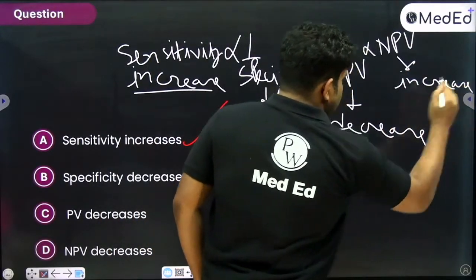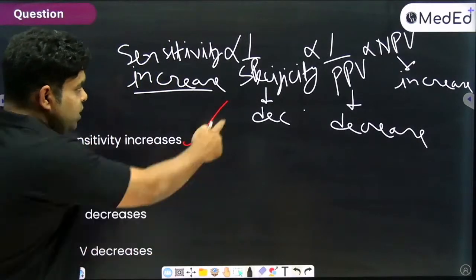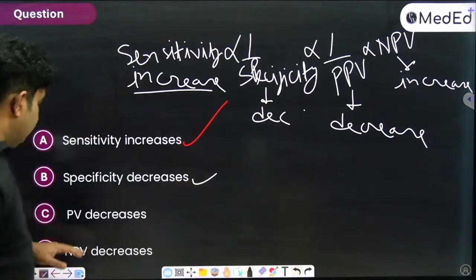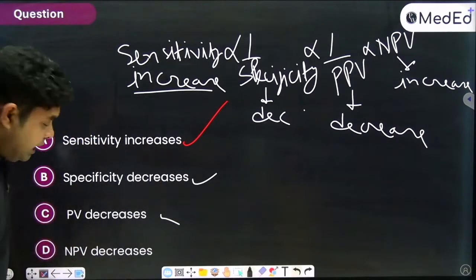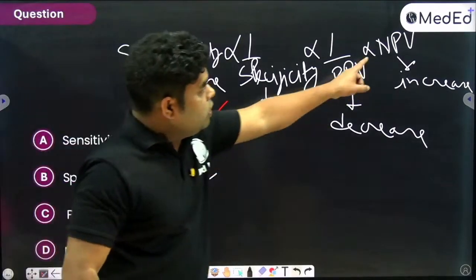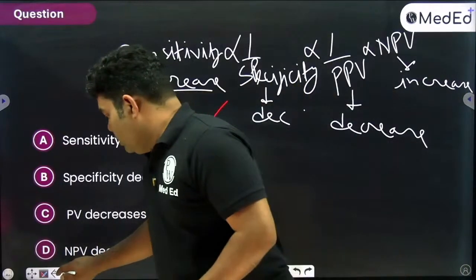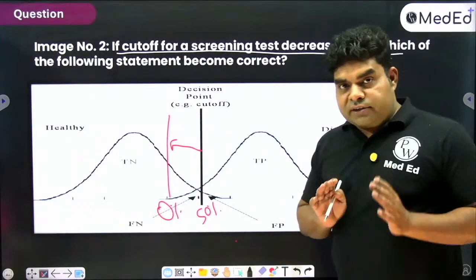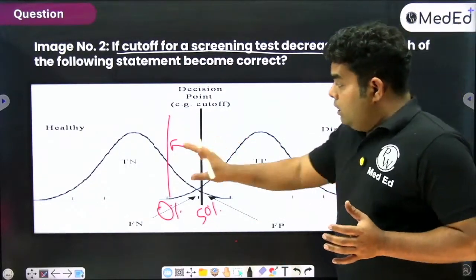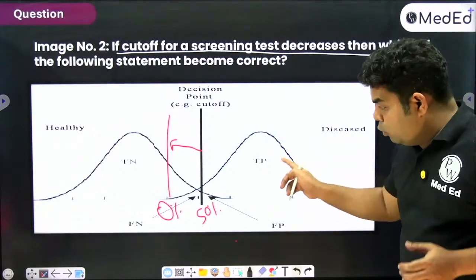So we have to search out of this. Specificity increase is not correct, specificity decrease is correct. PPV decrease is also correct. NPV decrease is not correct. NPV had to increase. So this type of question looks difficult, but they are simple. The only thing you have to understand is that in the curve, on the positive side, there will be both types of positive.